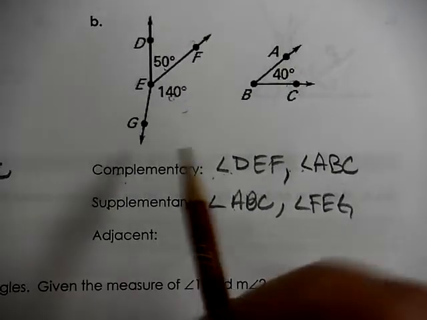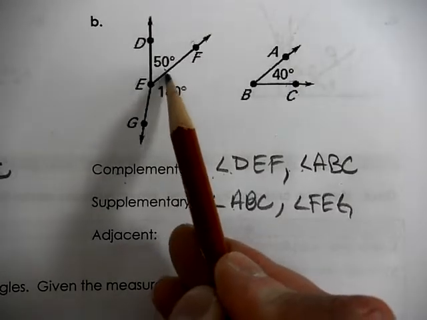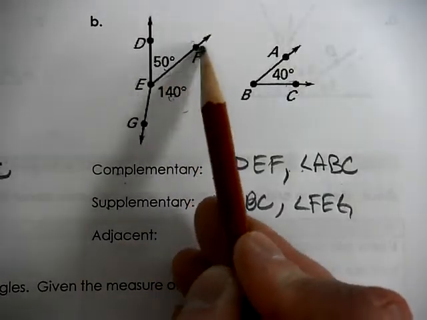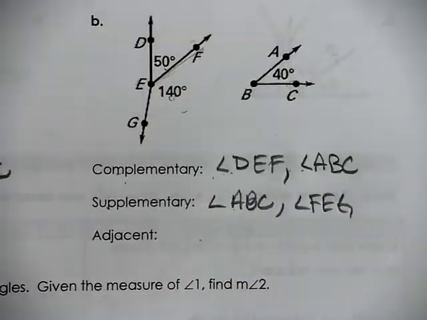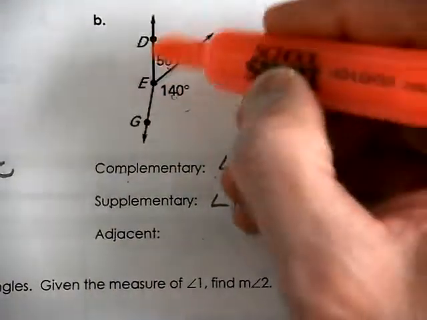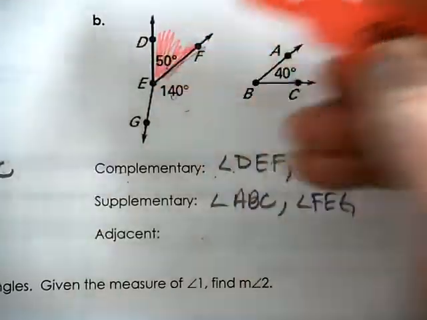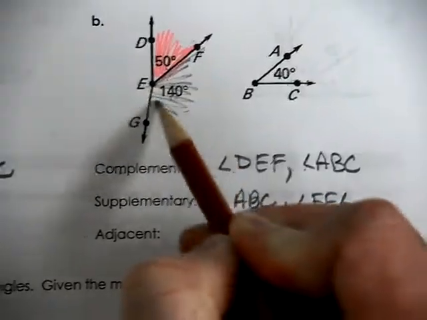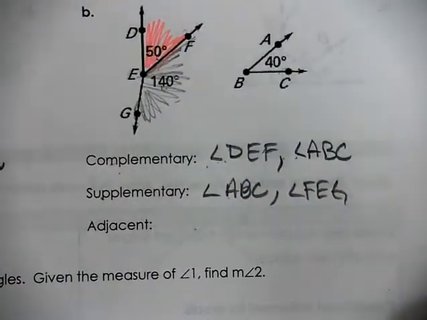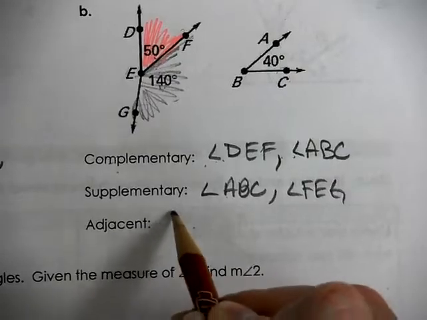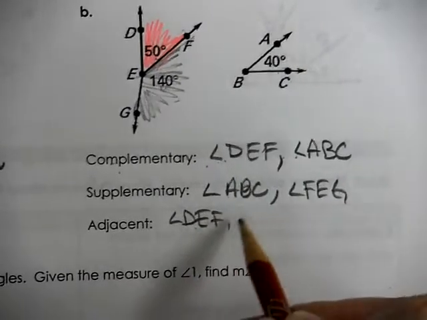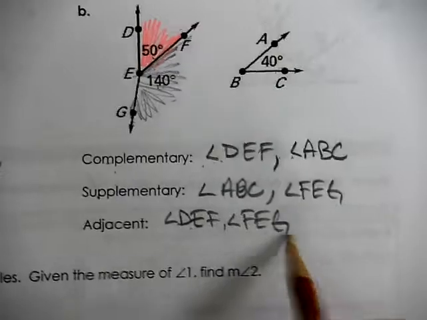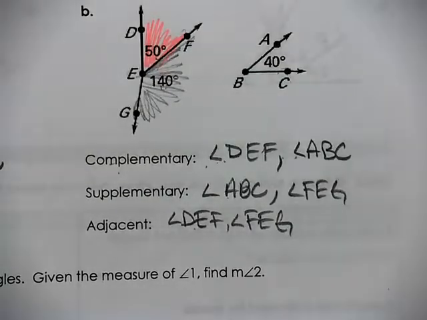Then adjacent are two angles that share the same vertex and share a same side. So I would consider the 50 and the 140 to be adjacent angles: angle DEF and angle FEG. How did you do?